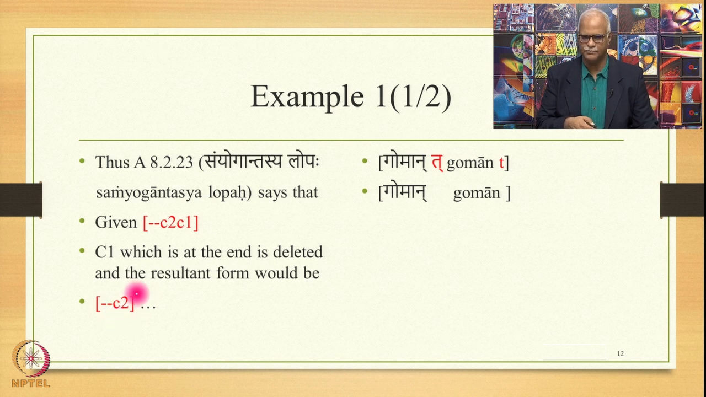Here is a concrete example. By the grammatical derivation, we reach a stage where we have Goman followed by T. This is a pada, and now at the end of this pada we have T and N. T in the final position C1, N in the pre-final position C2. By application of 8-23, T gets deleted and what we get is Goman, which is the finished form, Goman.